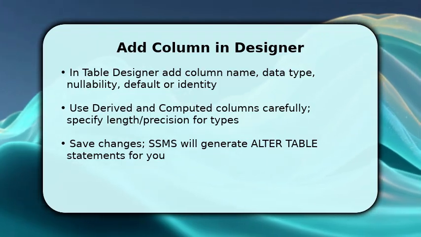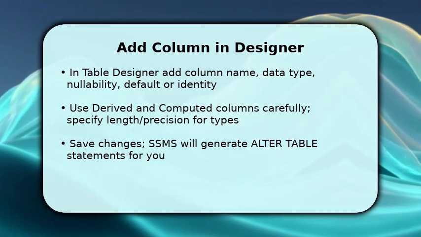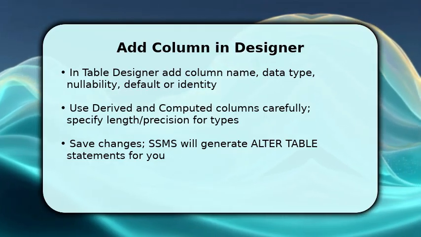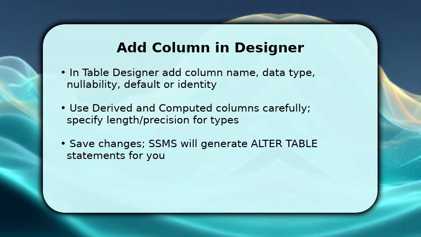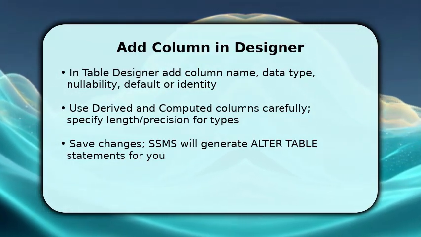Decide on null versus not null, and if needed, add a default constraint or mark as identity. These choices affect existing rows. If the column is computed, enter the expression. Once done, click Save. SSMS translates your edits into alter table statements and applies them to the database.